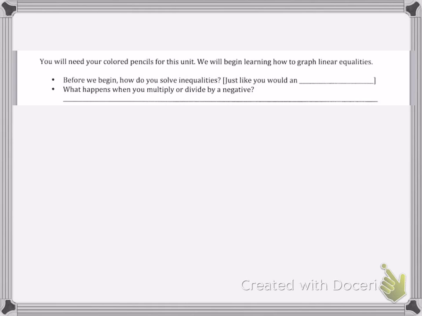How do we solve inequalities? You'll remember we just finished up the inequalities unit before Thanksgiving break, which was chapter 10. We solve this just like we would an equation. So the first fill in the blank we're looking for is equation. What happens when you multiply or divide by a negative with inequalities? It flips the inequality symbol.